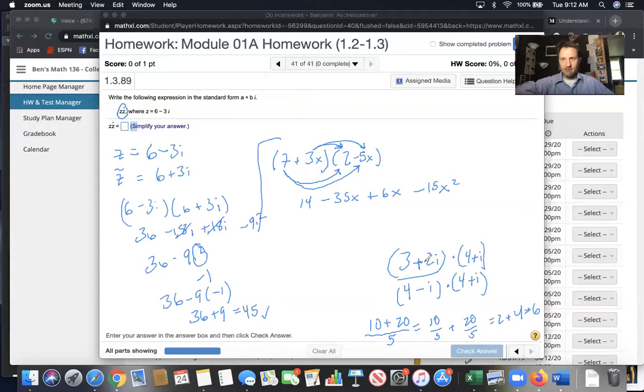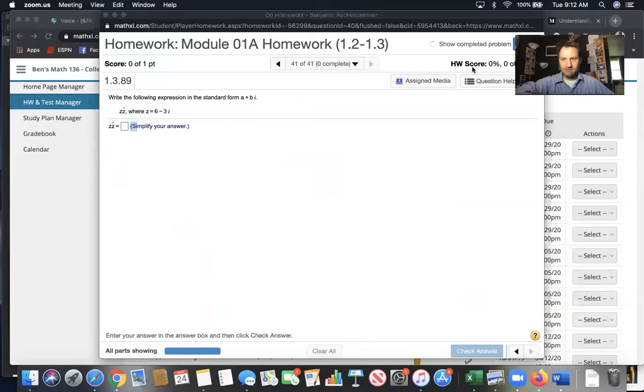Let me do some clearing here. Clear. Let me get out of this. Oops, I don't want to annotate anymore.